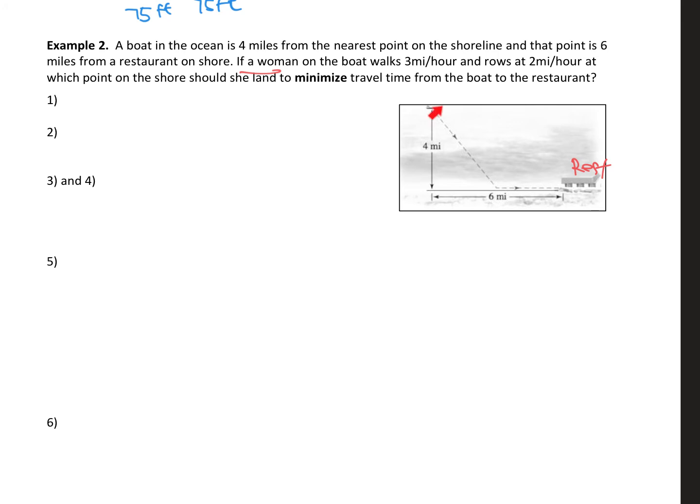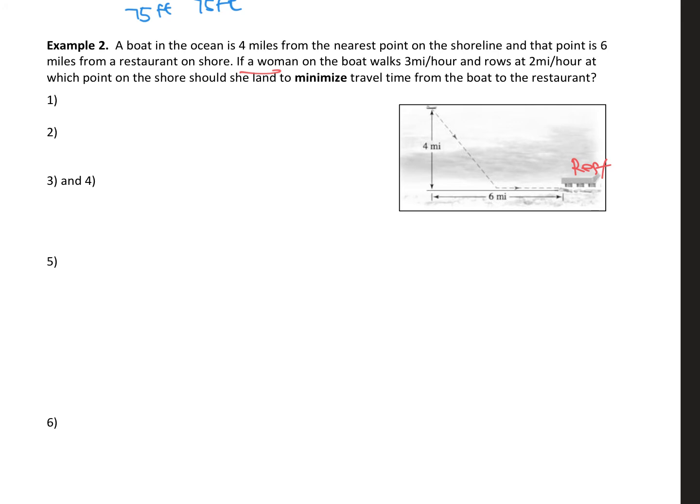Just looking at the distance, if she just rows to the restaurant, that's the shortest distance, right? Why do you have to go around? Can I just go straight? However, she can only row 2 miles an hour, so she rows kind of slow compared to her walking. The other strategy is just go to shore right away. Then she can walk faster, right? But then this is the longest distance.